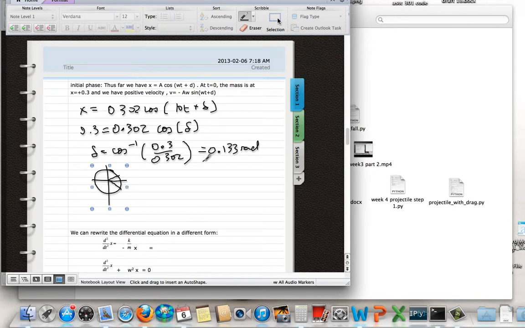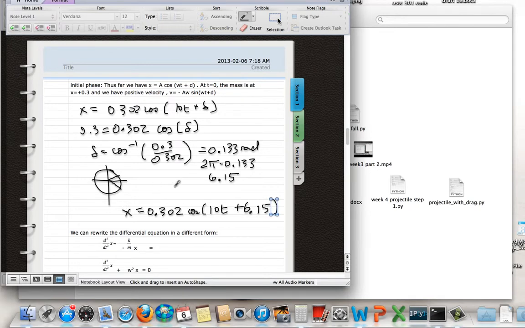The quadrant 4 answer is 2 pi minus 0.133 radians. That is 6.15 radians. And if we were to, at time 0, put 6.15 radians in here, the sine function would be negative, multiplied by this negative in front would end up with a positive velocity. So that's the correct value of initial phase for this problem, not the 0.133, but instead the 6.15, and we can write our position function then as 0.302 cosine 10t plus 6.15 radians.